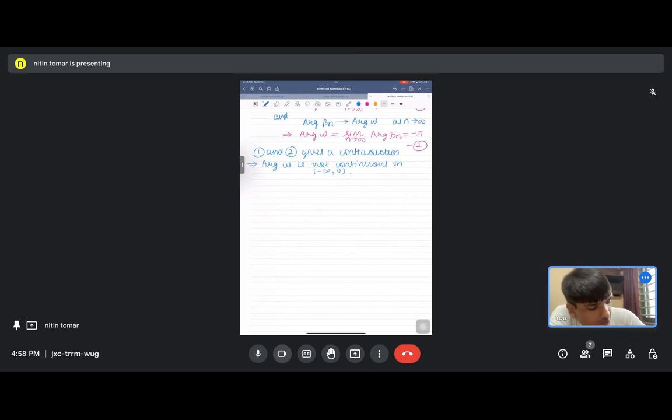Okay. So now the conclusion is that this log z is continuous on C minus the negative real axis.